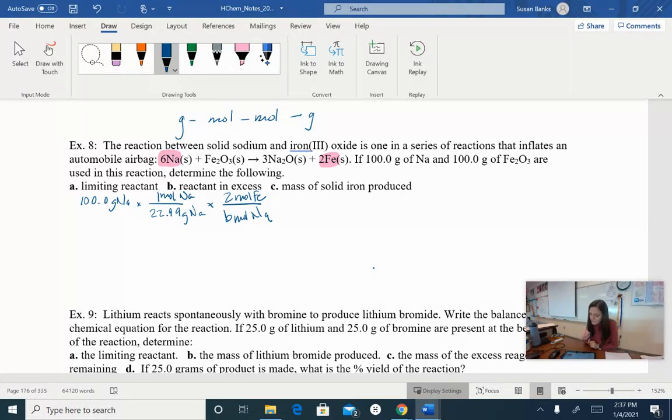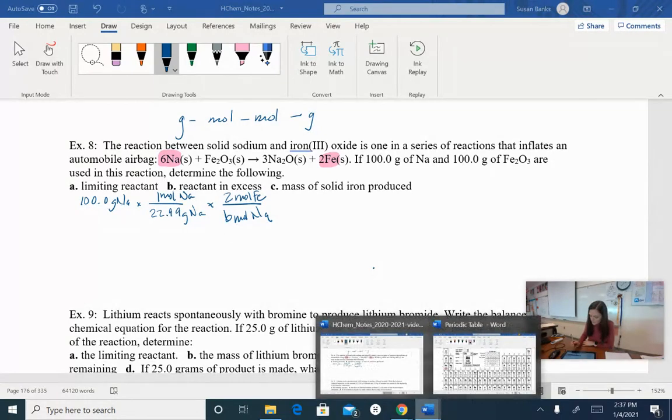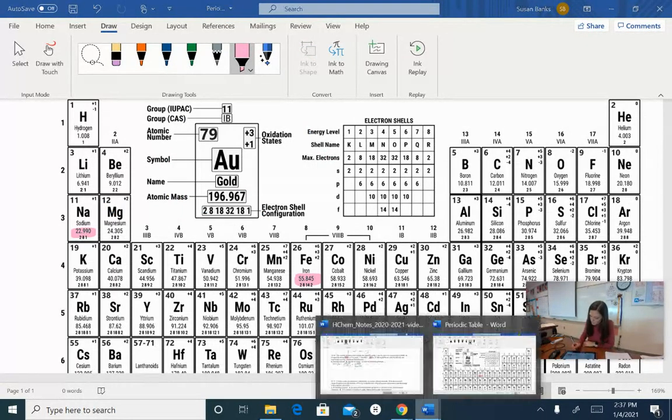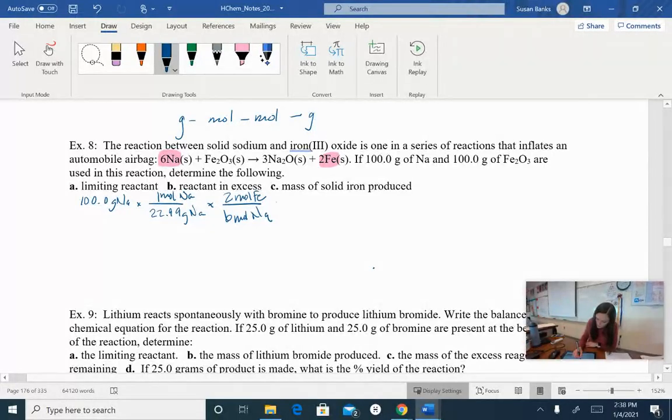Okay, my next step now is to use the molar mass of iron to go from moles of iron into grams of iron. So let's look at our periodic table. So if I look at iron, I have a molar mass of 55.85. So that's what we're going to use. So in 1 mole of iron, I have 55.85 grams of iron. Okay?